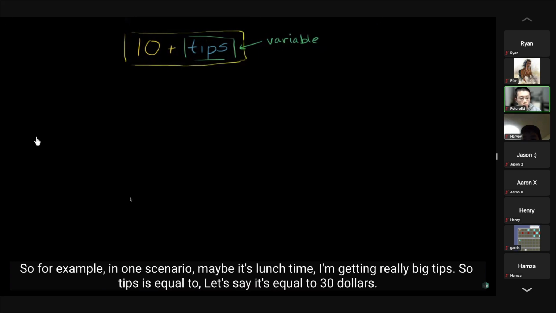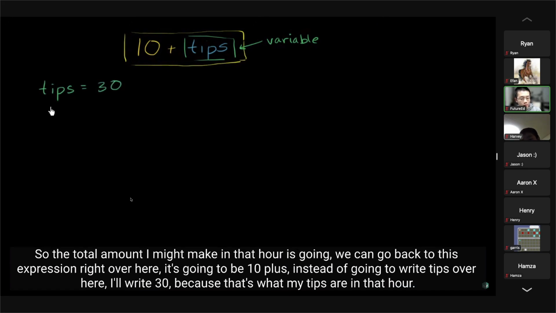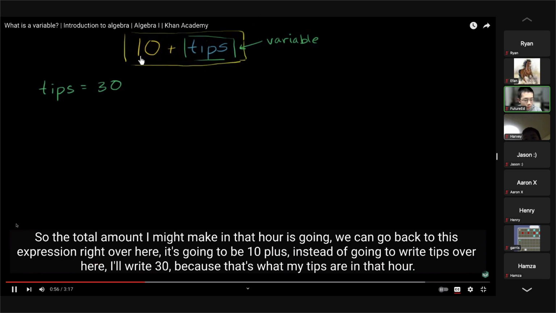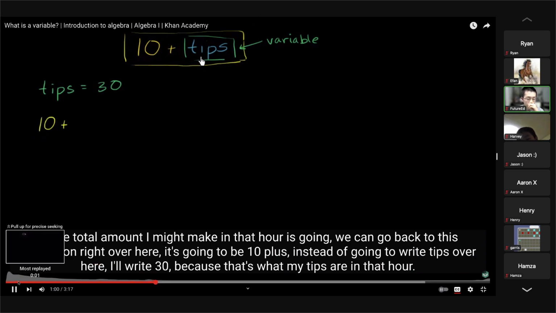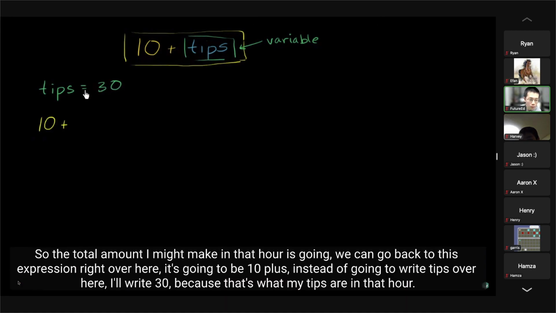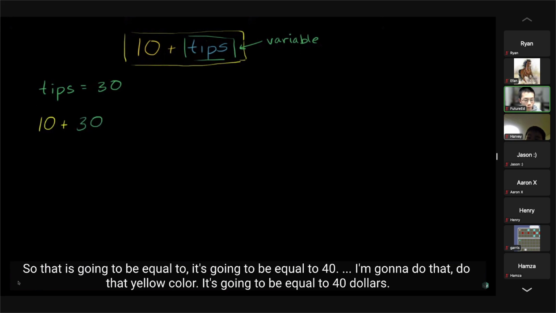So for example, in one scenario, maybe it's lunchtime, and I'm getting really big tips. So tips is equal to, let's say, $30. And so the total amount I might make in that hour, we can go back to this expression right over here. It's going to be 10 plus, instead of writing tips here, I'll write 30, because that's what my tips are in that hour. And so that is going to be equal to 40. Let me do it in that yellow color. It's going to be equal to $40.